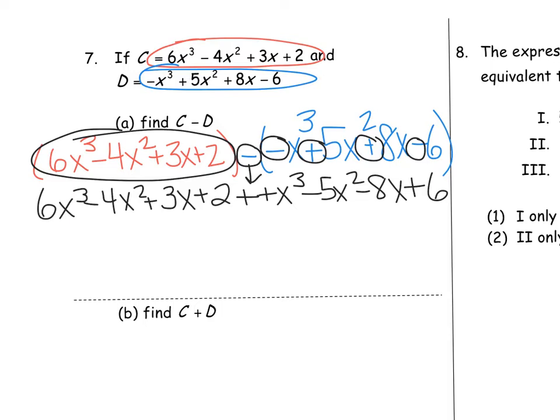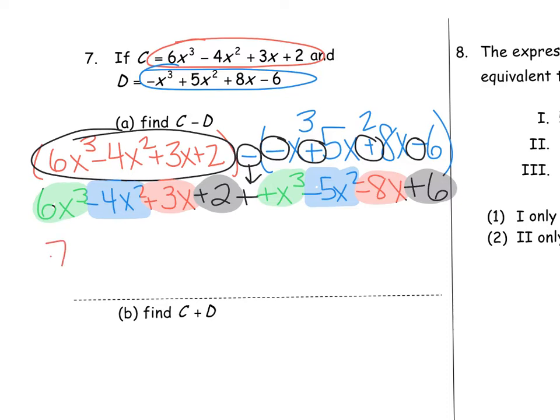If we notice, this 6x cubed matches with this positive x cubed. The negative 4x squared is going to pair with the negative 5x squared. The positive 3x is going to pair with the negative 8x. And the positive 2 is going to match with the positive 6. So let's start to combine like terms.